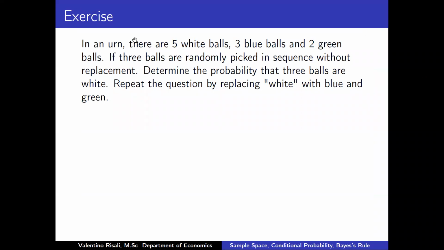Yeah, I only generalized the previous example, the previous problem, with other cases, and for this exercise, we randomly pick without replacement 3 balls, and then similar to the previous example, the question is the probability that 3 balls are white, and then you can also replace the term white with blue and green to have another question. Okay, I leave it as an exercise for you.